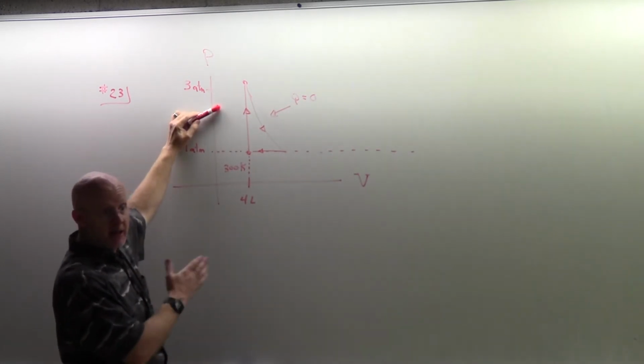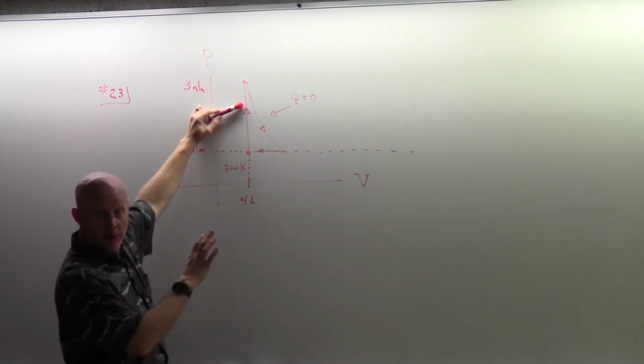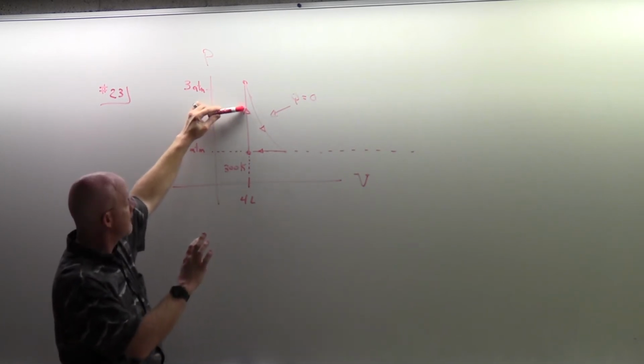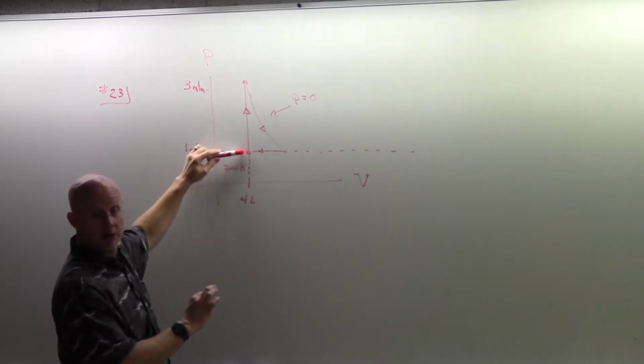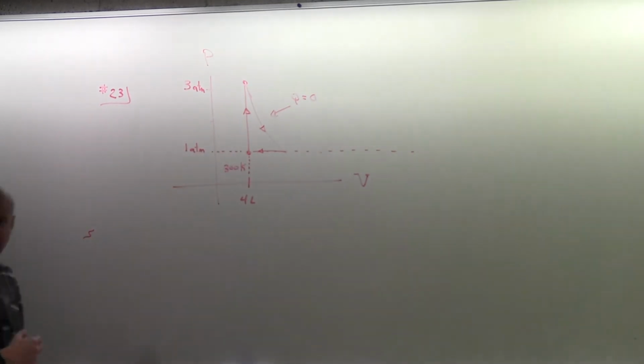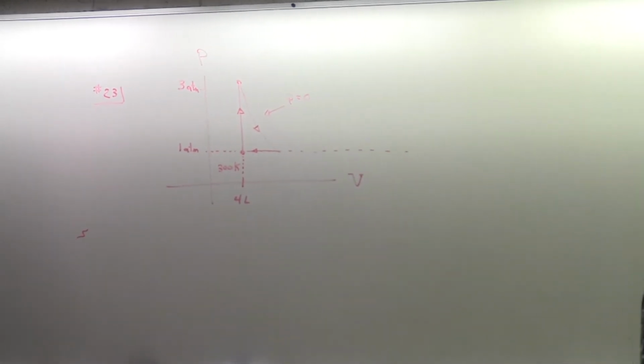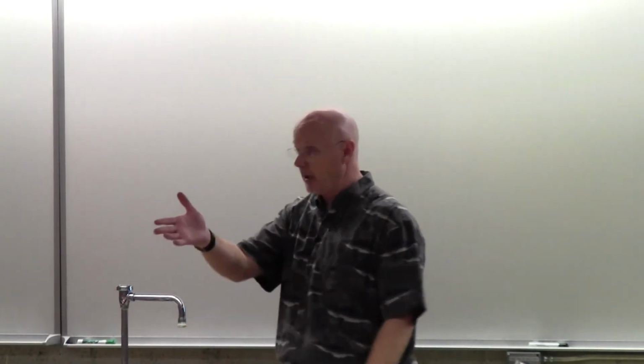And then if they expanded it isobarically, then it would have gone like this. And then if they reduced the pressure isovolumetrically, they would do that. And so I'd have a different path, a different shape, a different area, different heats, different Qs, right? All those things would be different. And so I need to know the path that it takes. And that's why the picture really helps.